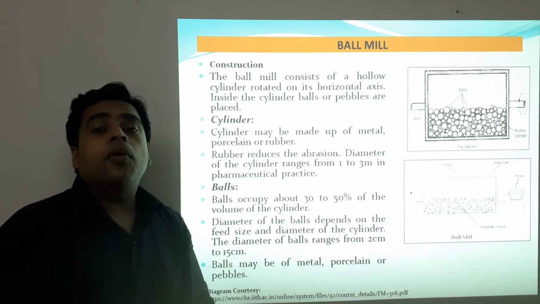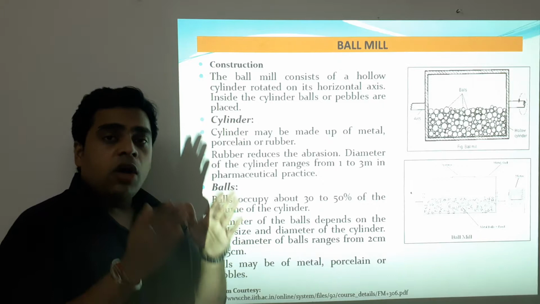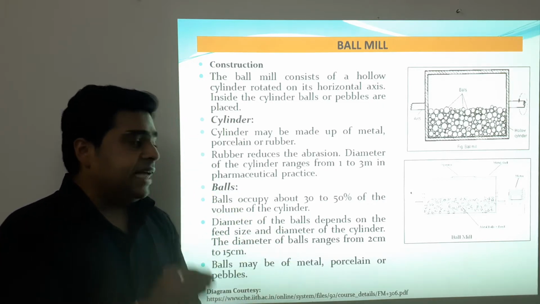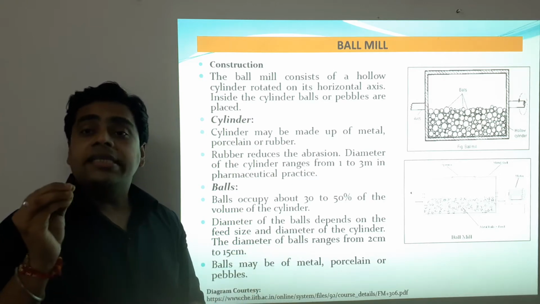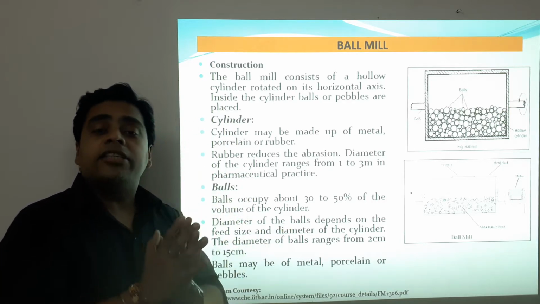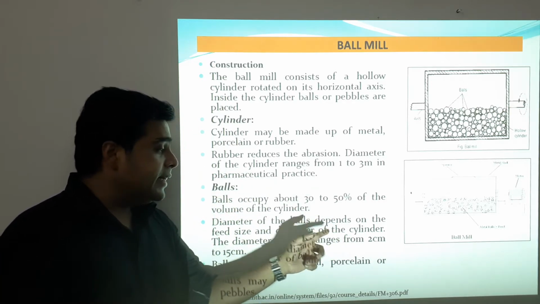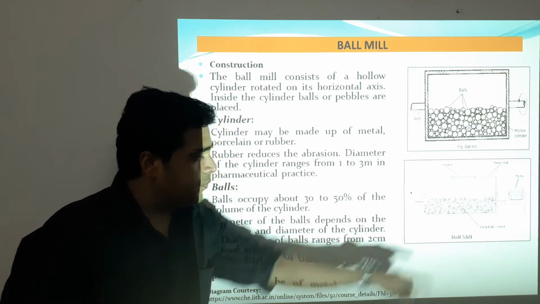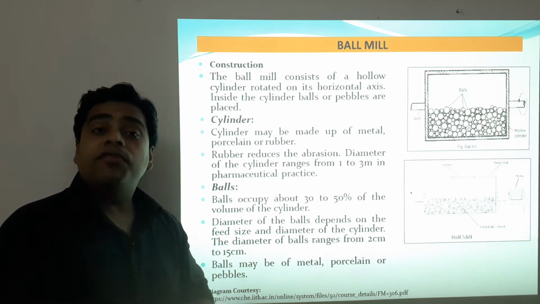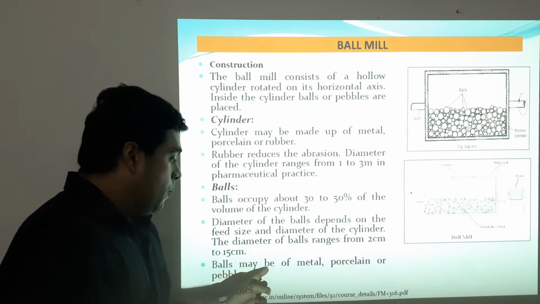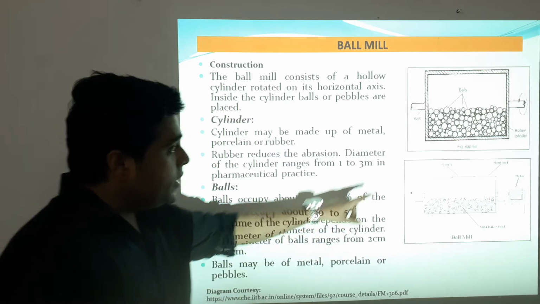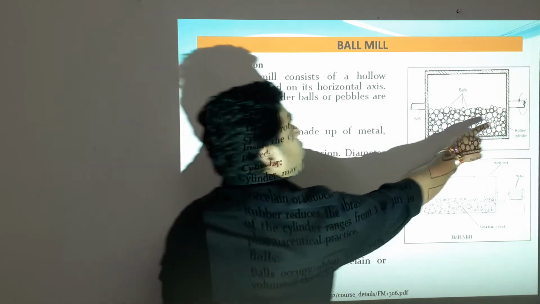The balls occupy about 30 to 50% of the volume of the cylinder. The diameter of the ball depends on the feed size and the diameter of the cylinder. So we cannot use abruptly any diameters or shape and size of the balls, but it depends on the feed and the diameter of the cylinder. The diameter of the balls ranges from 2 cm up to 15 cm. Balls may be made of metal, porcelain or sometimes pebbles also. So this is a particular thing and it rotates on its axis.